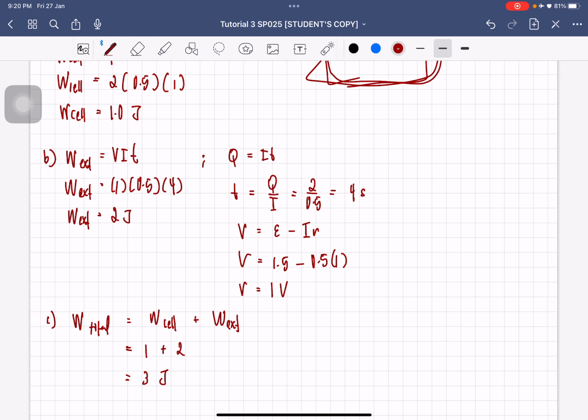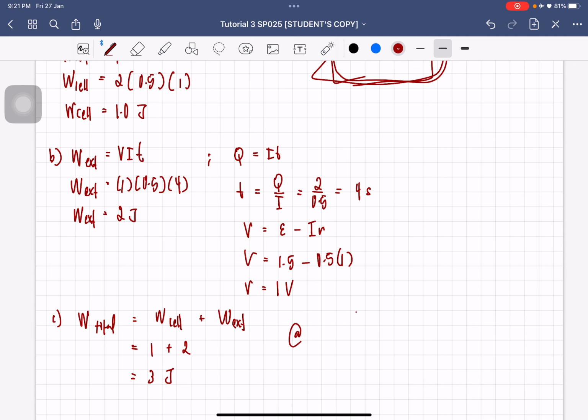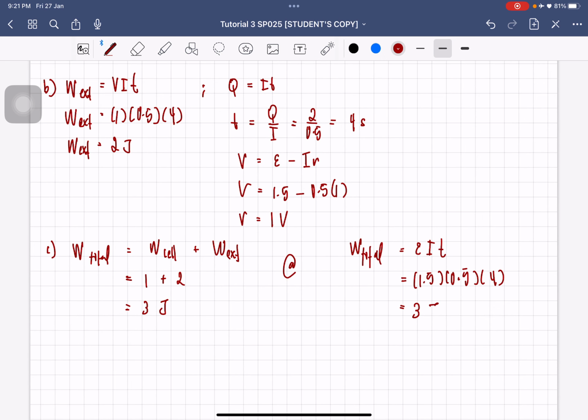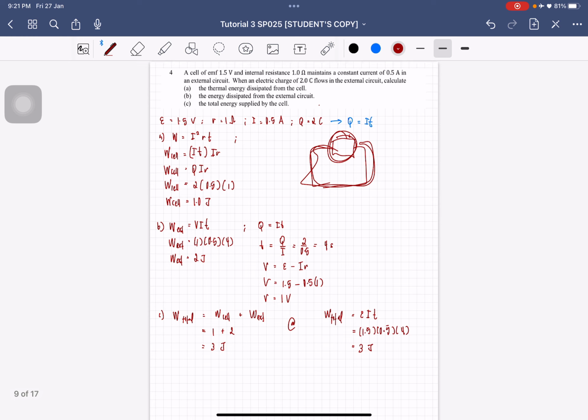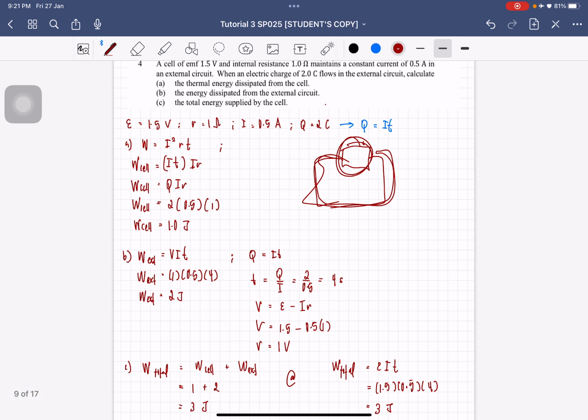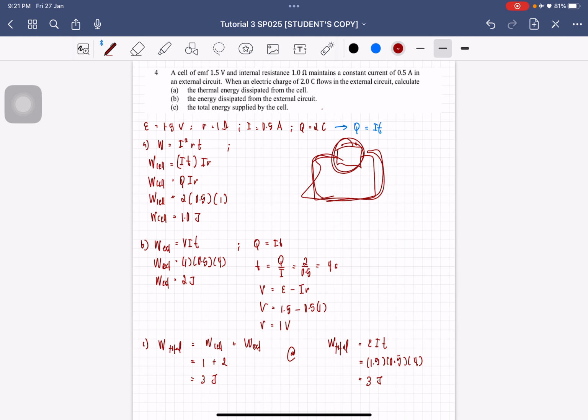Okay, or another method that you can use is the EMF, which gives the total energy supplied by the cell, times the current and the time that we calculated earlier. So this is 0.5, this is 4 seconds, so you will get the same answer, which is 3 joules. Okay, all right, so this is the solution for question number 4.